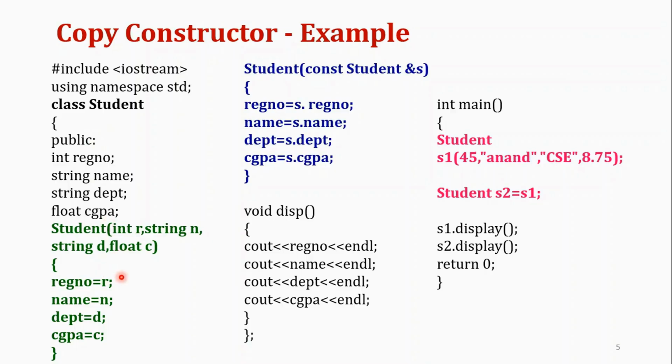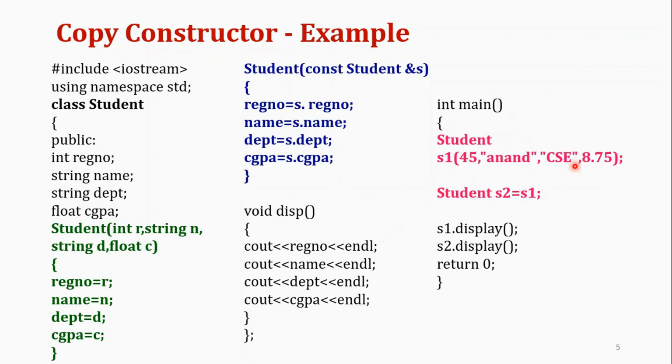So the parameterized constructor initializes the values whenever the object is created. R, N, D, C are the parameters used to initialize the register number, name, department, CGPA whenever the object is created with the parameters. So this is the parameterized constructor. Whenever it is called with the parameterized object, this parameterized constructor will be called, and the S1 object is initialized with these values.